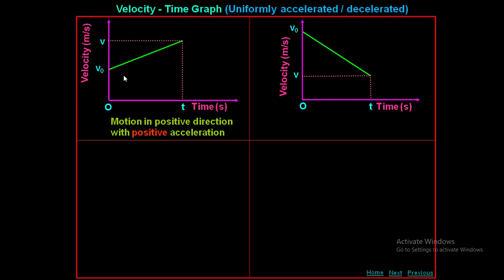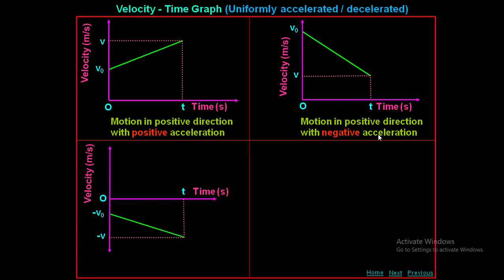Now, this is the velocity time graph for a uniformly decelerated body. That is nothing but motion in positive direction with negative acceleration. The body is moving in the positive direction alone, but with negative acceleration because it is in the first quadrant. Now the velocity is decreasing with respect to time. So it is moving in positive direction but with negative acceleration.